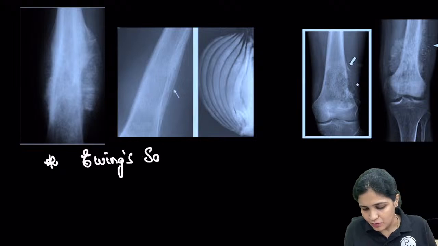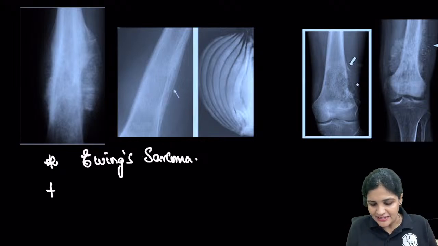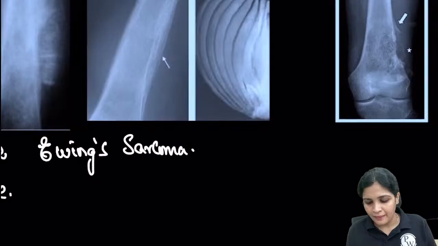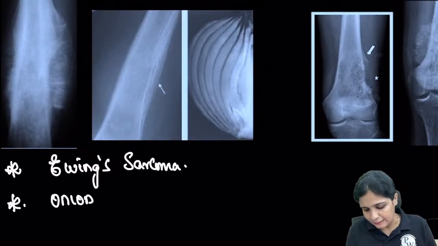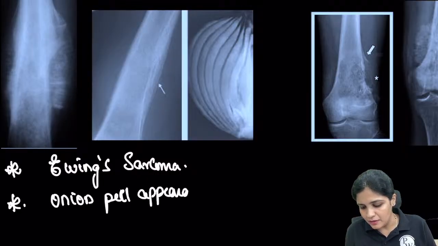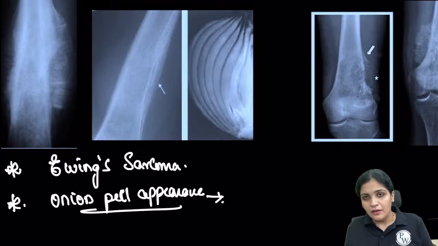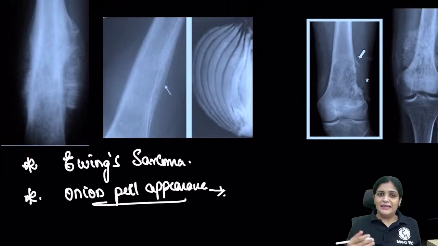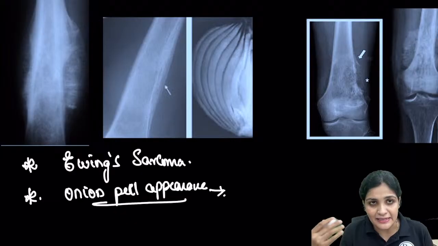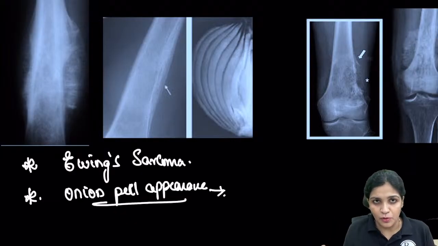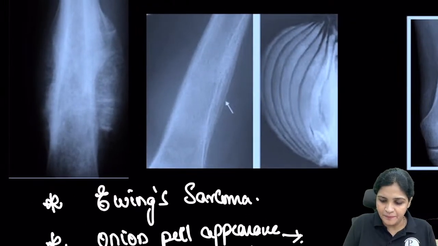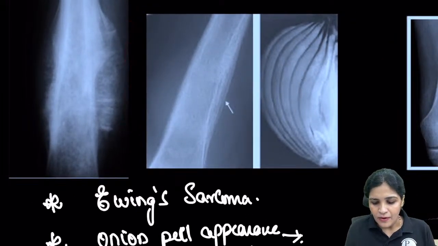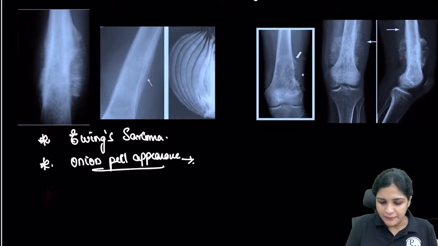Ewing's sarcoma, right? So how do you identify it as Ewing's? The bone is in an onion peel pattern. Onion peel appearance. Very good. So what is this onion peel appearance? This is all about Ewing sarcoma. What is happening there? The periosteum is irritated and this is forming layers of the bone which appear as the onion peel, and this is called Ewing sarcoma. And what is this? This is called hair on end appearance.